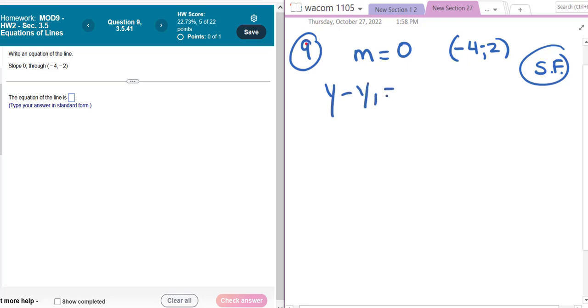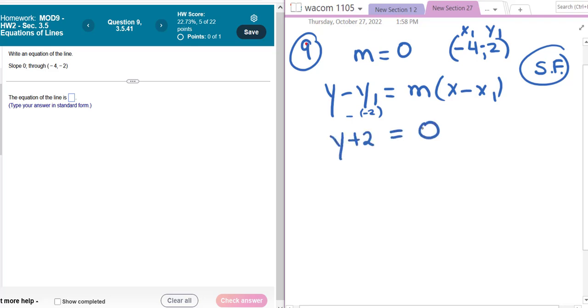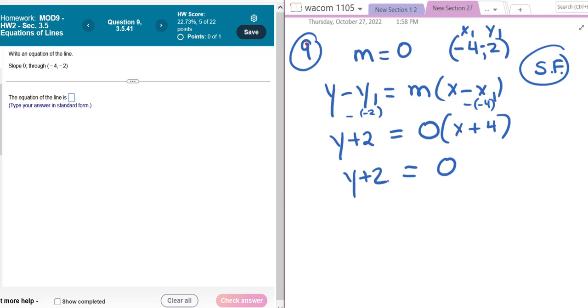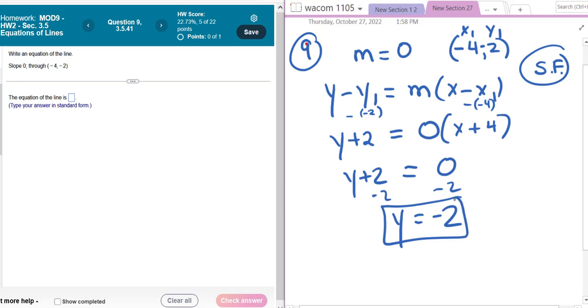So y minus y1 equals m times x minus x1. Well, this is x1, y1. And so this will be y minus a negative 2. So it's going to be y plus 2 equals 0 for m times x minus a negative, which will make plus 4. But 0 times anything gives you 0. So this is going to wipe out. And standard form gets x and y on the same side. Well, we don't have an x, so that's okay. We just need to move the constant to the other side. So move your 2 to the other side. And this is your equation of the line.